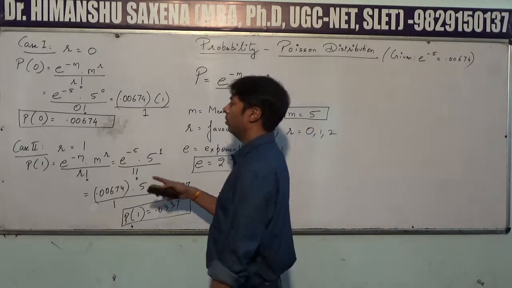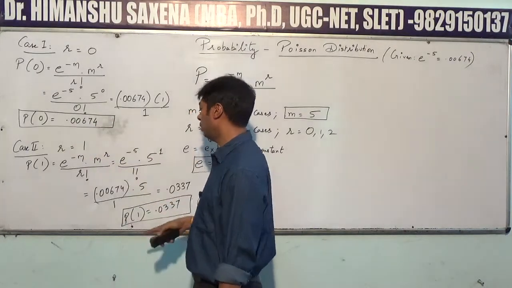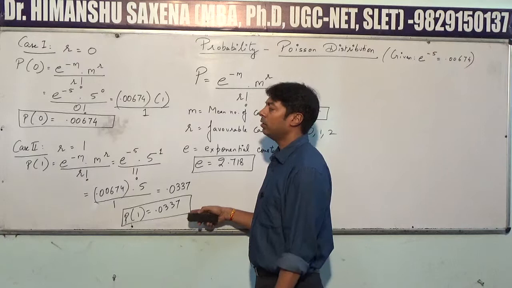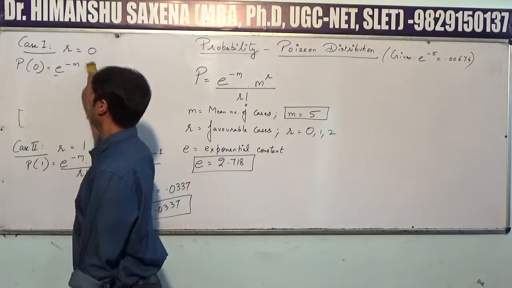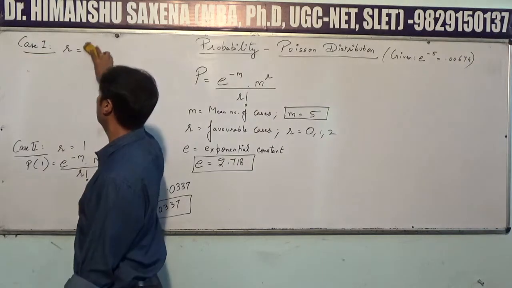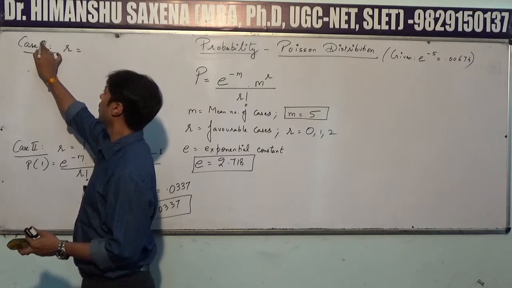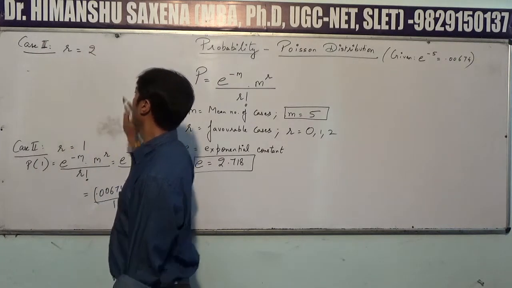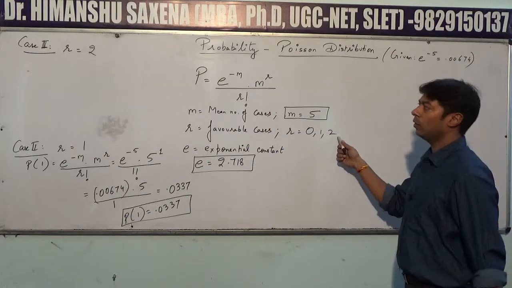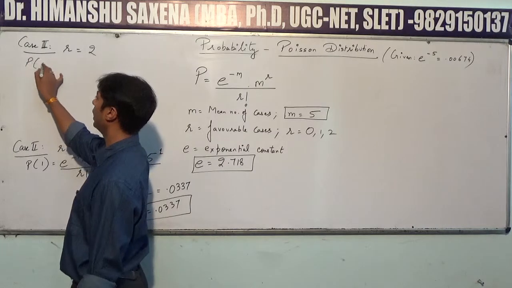Okay, so this was P0, please take it down: 0.00674. P1 is 0.0337. Now we will be solving the third case, when r is equal to 2. So first of all, we will take down the formula once again.